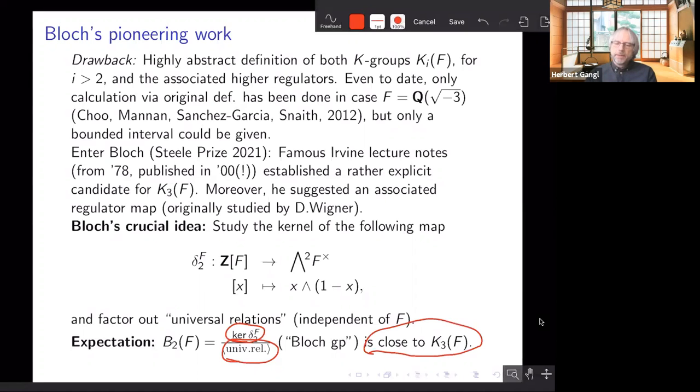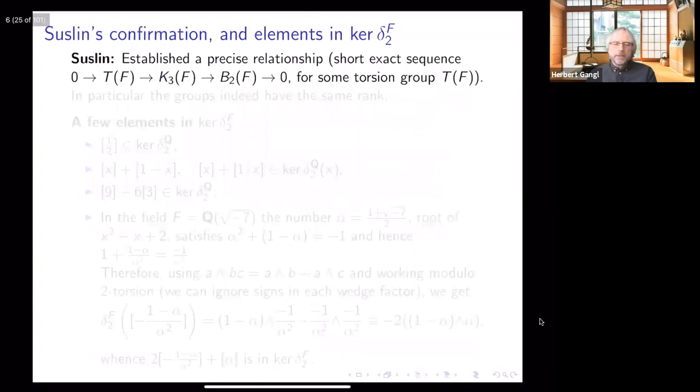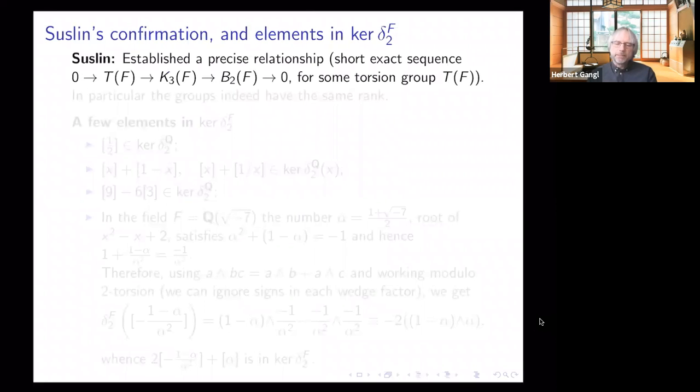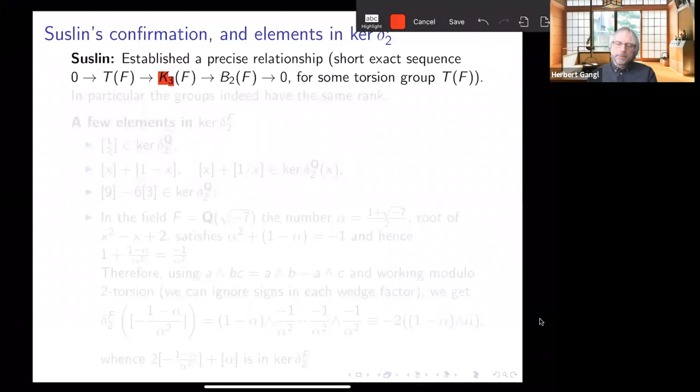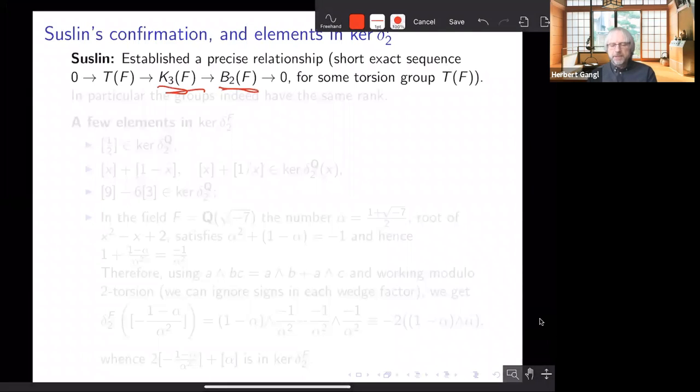And indeed, Suslin, not that far later, actually confirmed this, and he even established a rather precise relationship between K3 and B2. So it's essentially a surjective relationship. Here we have a torsion group. So he gave this short exact sequence, with a modification maybe of B2, but let's not worry about any details here. In particular, those groups have the same rank. This is torsion.